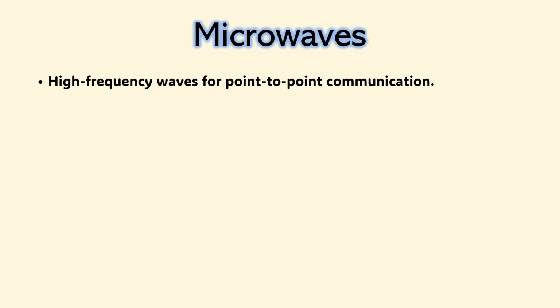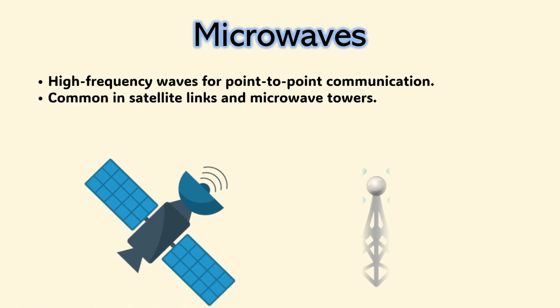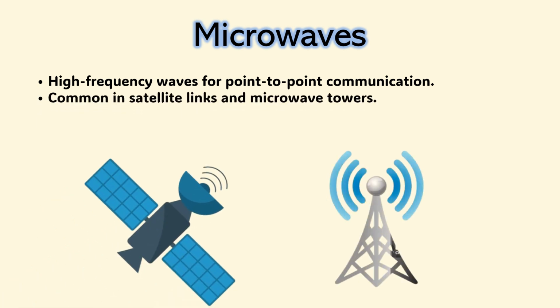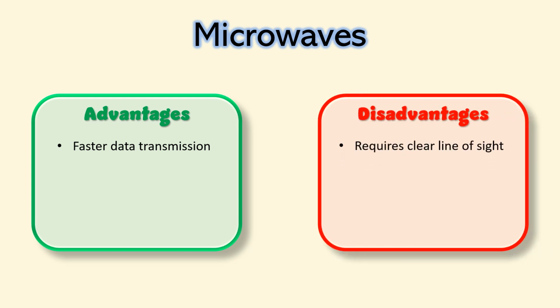Next, microwaves. These high-frequency waves are used for point-to-point communication, especially in satellite links and microwave towers. Microwaves provide faster data transmission compared to radio waves. But they require a clear line of sight, and their signal can be affected by weather conditions like rain.